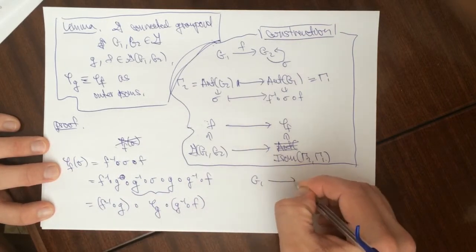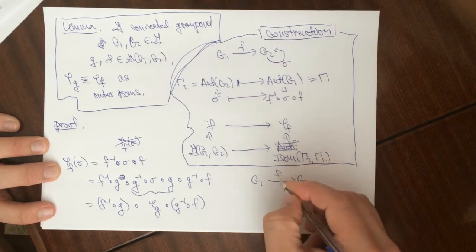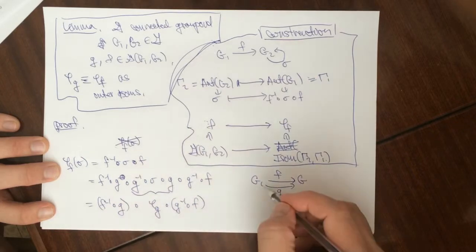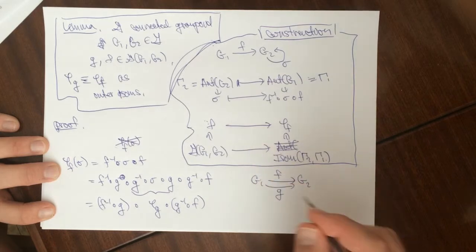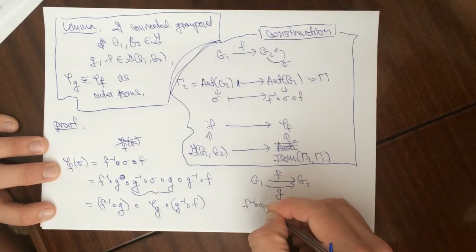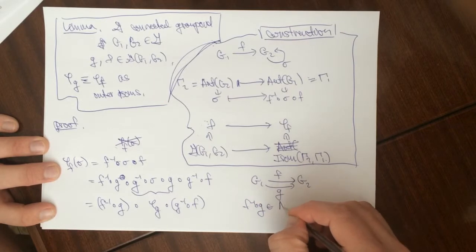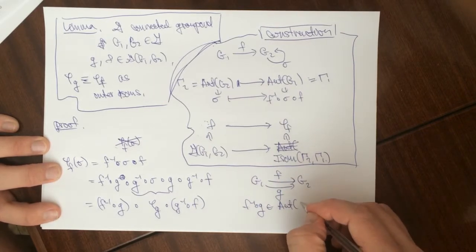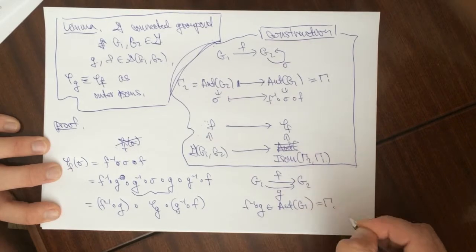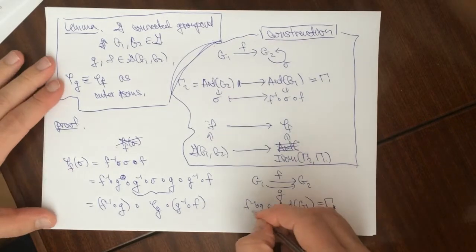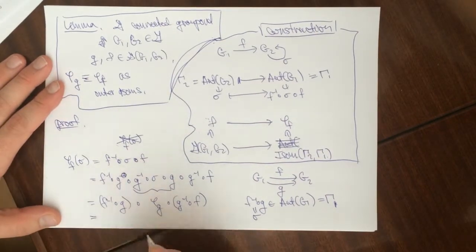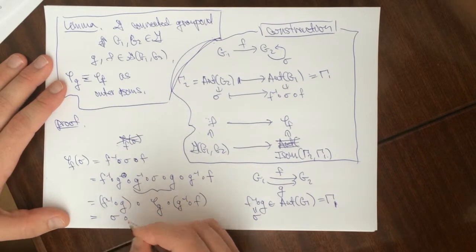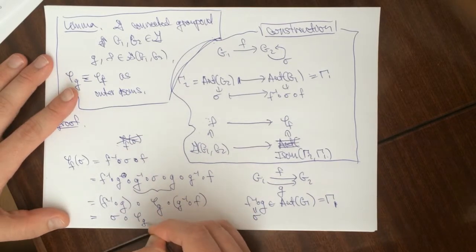So here we have G1 to G2, and we had F, and then we had G as well. So we're going G, and then we go G inverse, so here to here. So it turns out that F inverse composed with G is an element of the automorphisms of G1, and this is gamma 1. And let's call this thing sigma. So if that's sigma, then this thing here is sigma composed with phi of G.